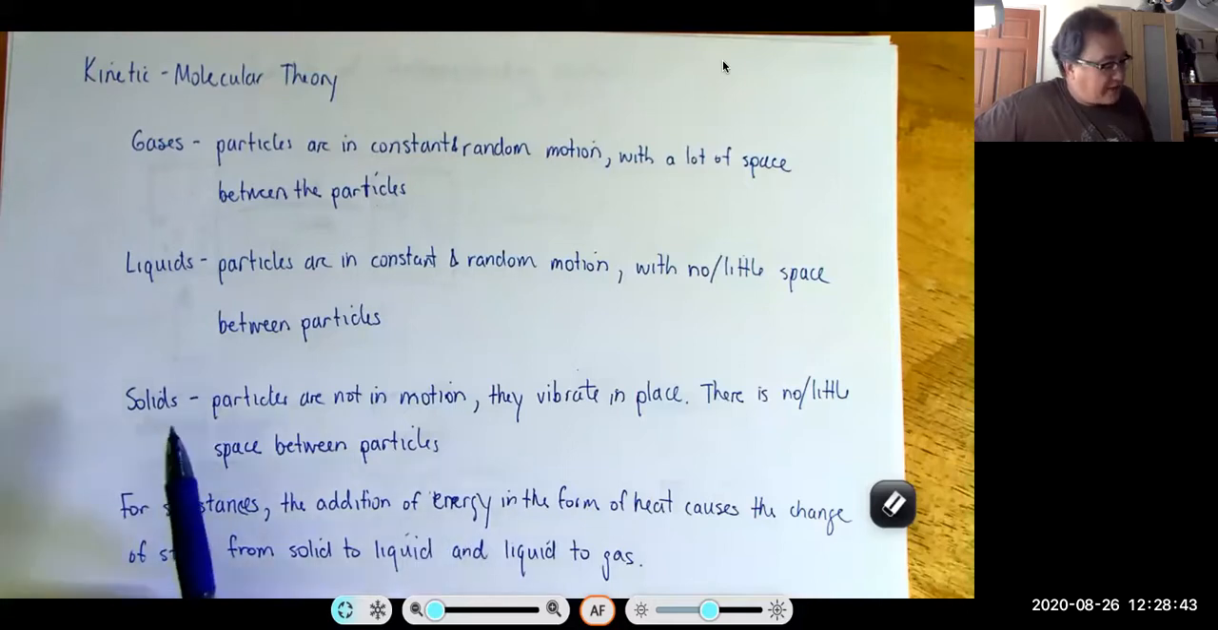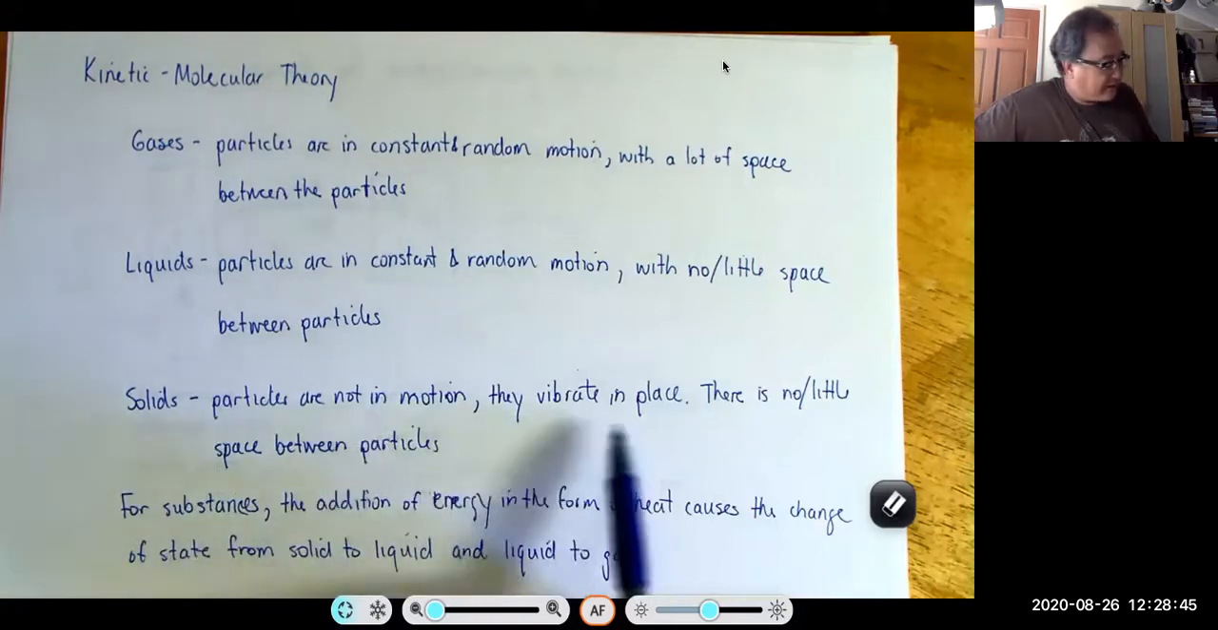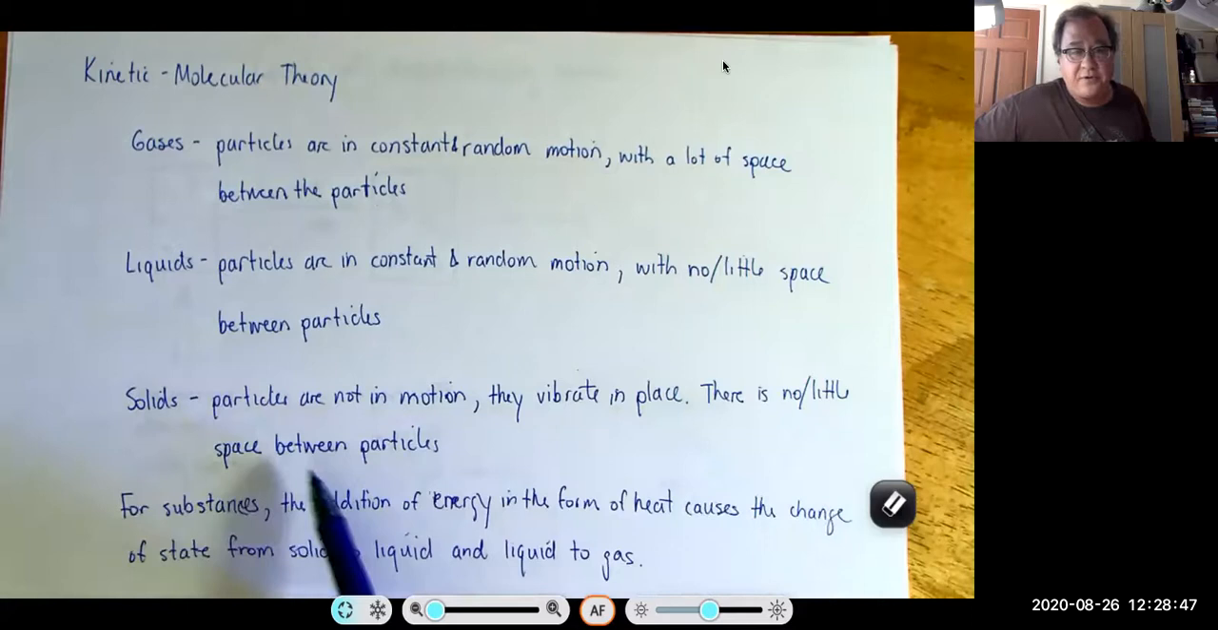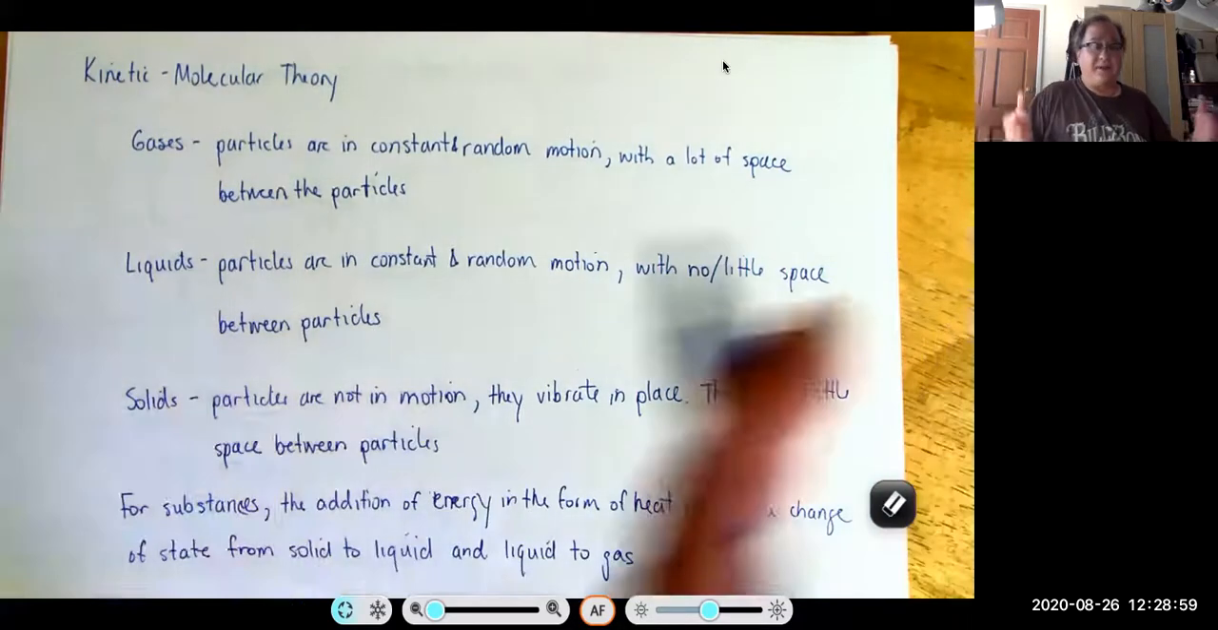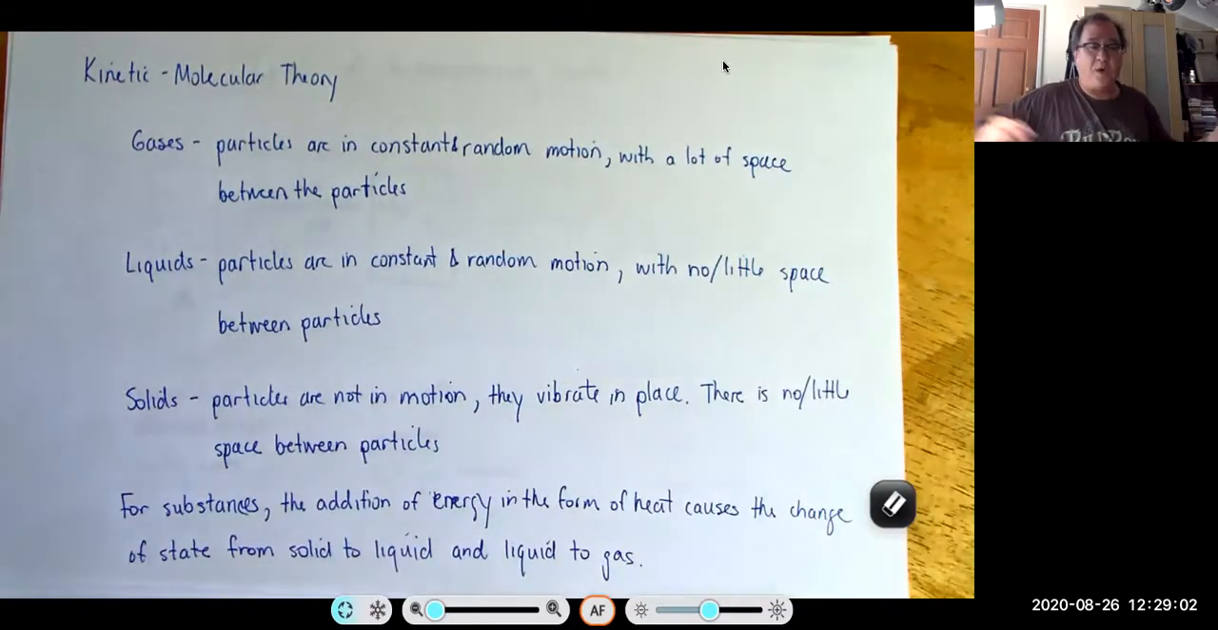All right. Solids. Particles are not in motion. They vibrate in place. There is little or no space between particles. So in class, I ask people while you're sitting there at the desk, why are you a good example of a solid? The answer is because you're all sitting in place and you're kind of vibrating in place as you take notes. Why are you a bad example of a solid? The answer is because you have space between you and the next person. Solids aren't like that. Capiche?